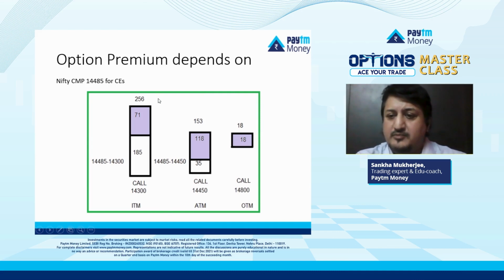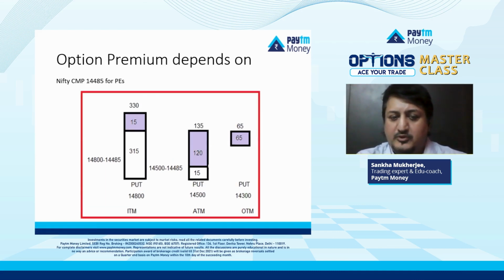Now let's look at the puts. For puts, it's just the reverse, as we said. So, 14,800 strike price. Your 14,800 minus the current market price of 14,485. What is your intrinsic value here? 315 rupees. The premium was 330. So 315 plus 15 rupees of time value, that's your 330 rupees. Right? So this was your in the money put.